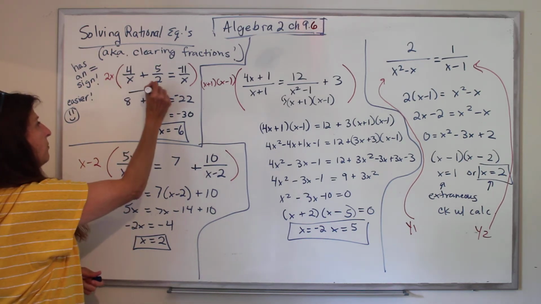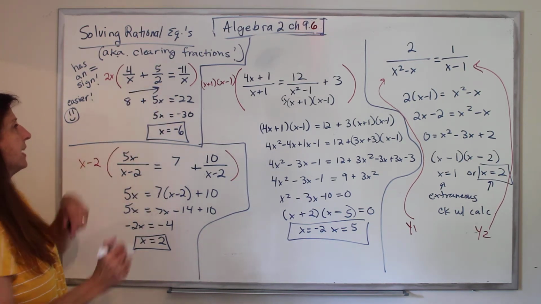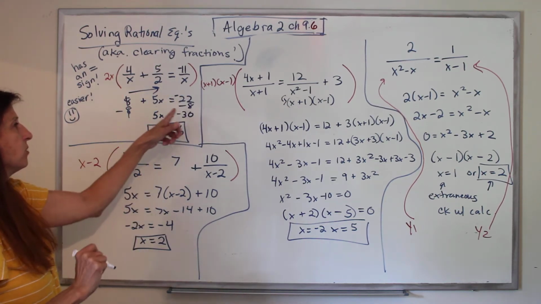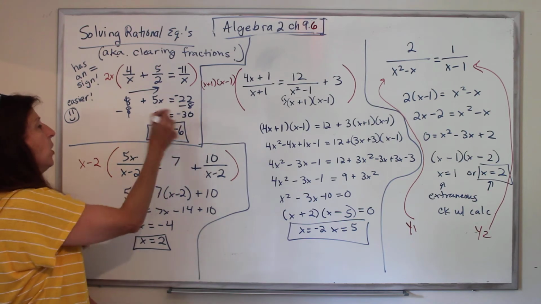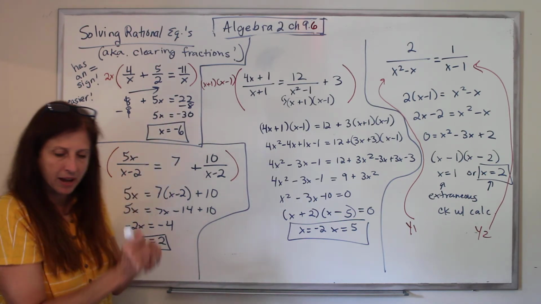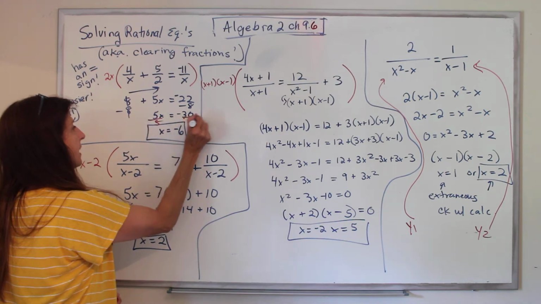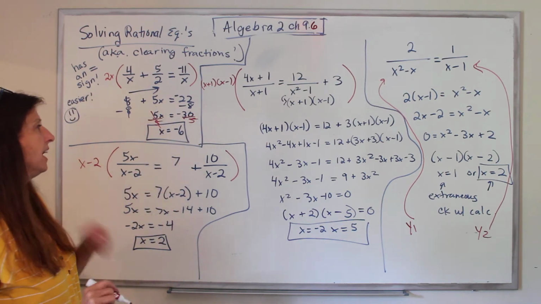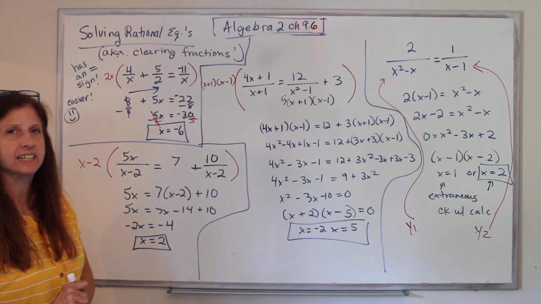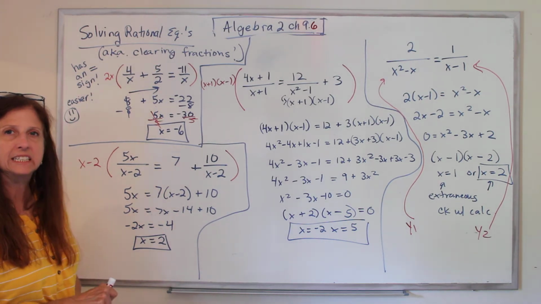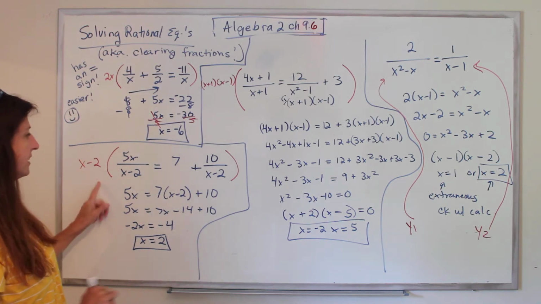What's further away from x? The 8. We subtract 8 from both sides. These cancel out. Negative 22 minus 8 is negative 30. Why is x not alone? It's being multiplied by 5. So I'm going to divide both sides by 5. What I do to one side, I do to the other. Those cancel out. And I'm left with x equals negative 6. Isn't that just your favorite math problem you've ever done? It's so fun.